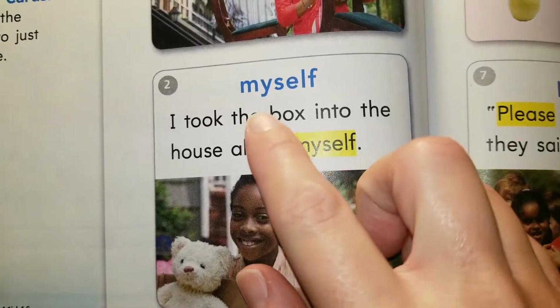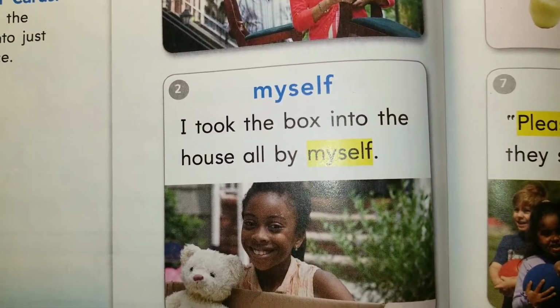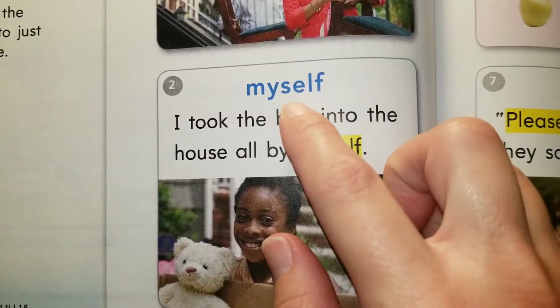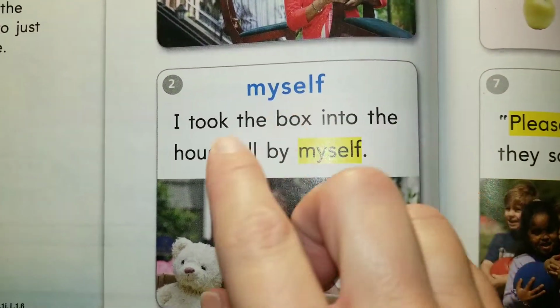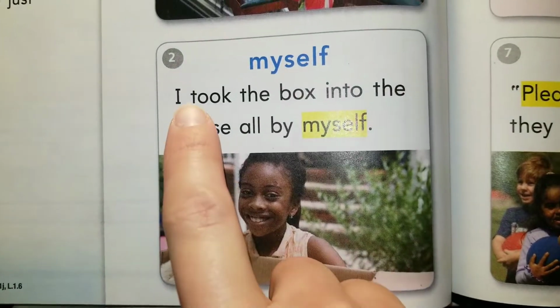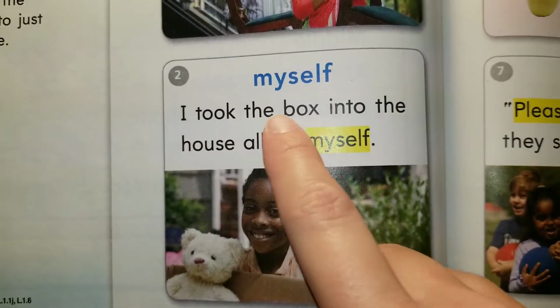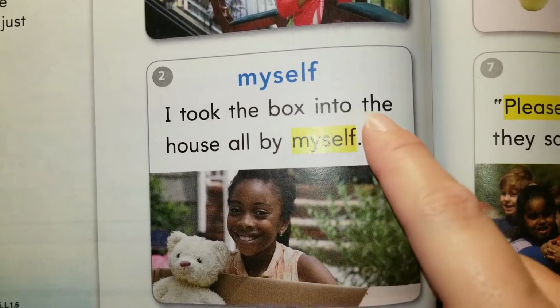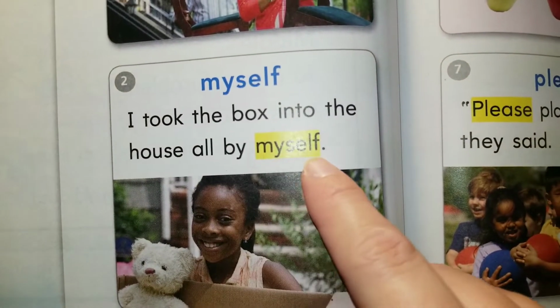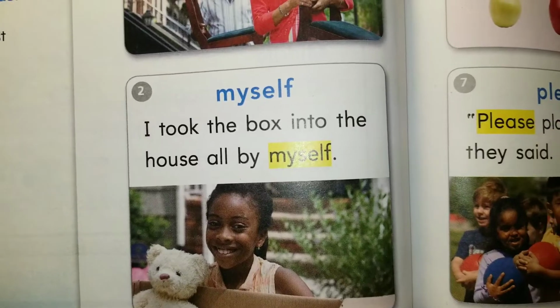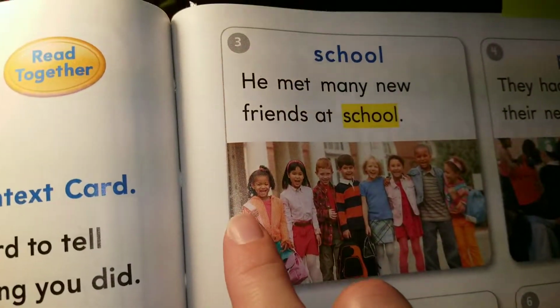So number two is myself. It's like a compound word, right? Like a mini compound word. My is one word, self is another one. And then it says I took the box into the house all by myself. Let's go ahead and move on to number three.